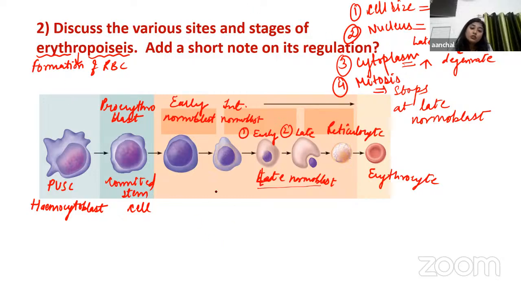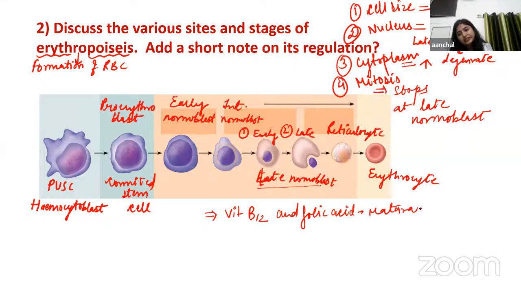Along with this, you can also write two factors. The first is vitamin B12 and the second is folic acid. Both are responsible for the maturation of RBC. If the body has a deficiency of vitamin B12 or folic acid, the maturation of RBC will not occur properly, right? So all these things are very, very important, and all the students need to cover this, okay?